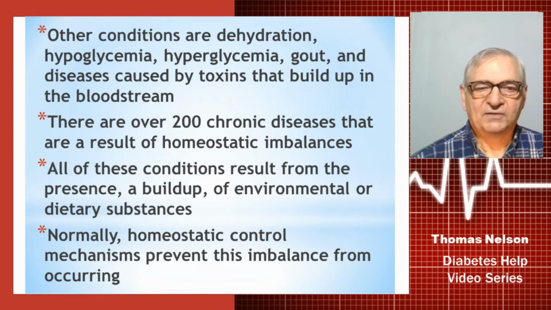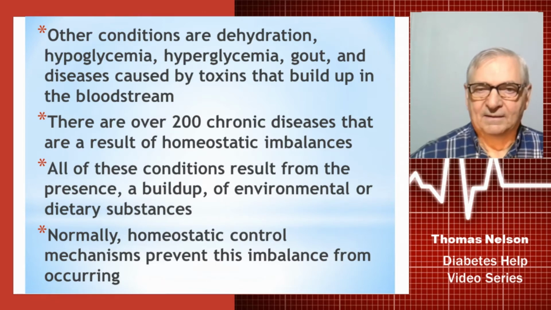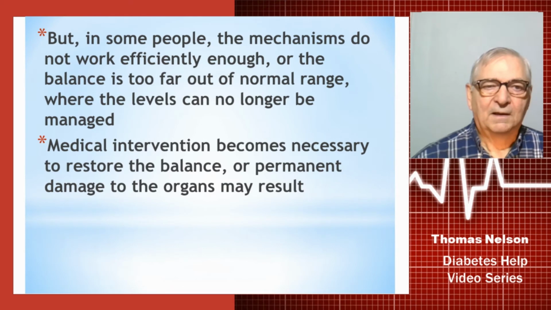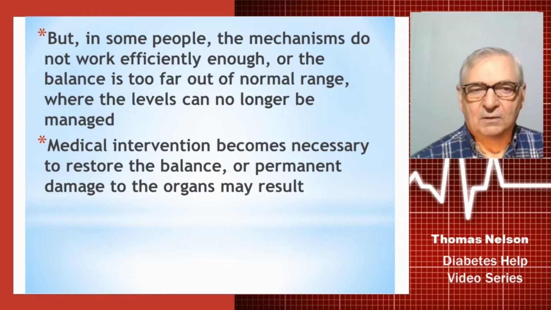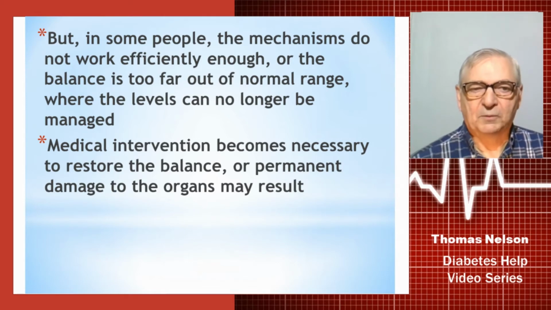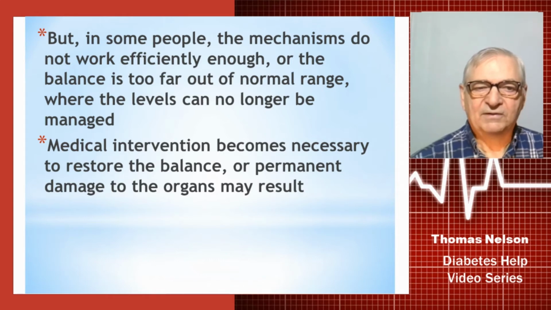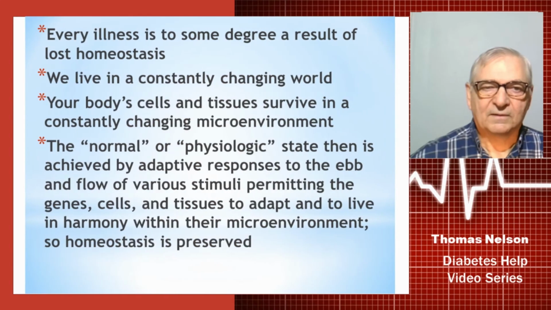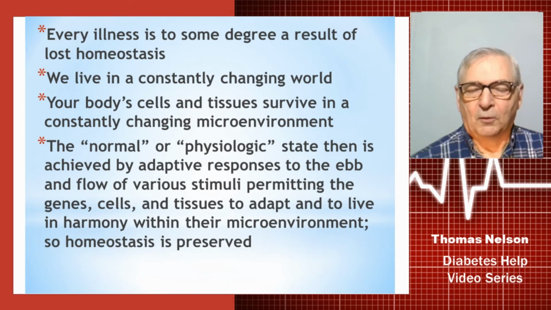So normally, homeostatic control mechanisms prevent that imbalance from occurring. But in some people, these mechanisms do not work efficiently enough, or the balance is too far out of normal range, where the levels can no longer be managed by your hypothalamus, your brain, that control room. Medical intervention then will become necessary in order to restore that balance, or permanent damage to the organs will result. So every illness is, to some degree, the result of lost homeostasis.